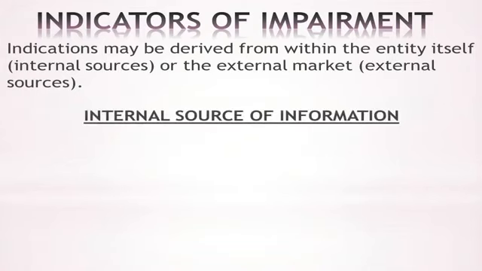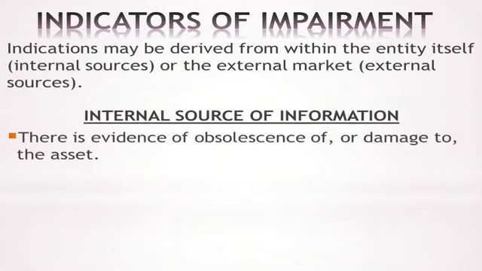The first internal indicator of impairment is evidence of obsolescence of or damage to the asset. When we, the entity, are able to show that there is obsolescence or damage to the asset, we can say that clearly impairment has occurred.